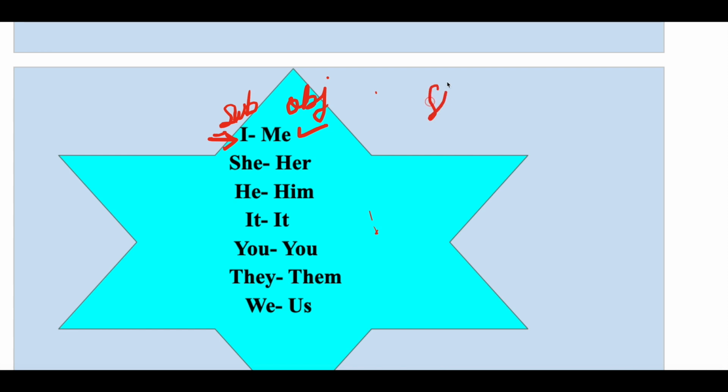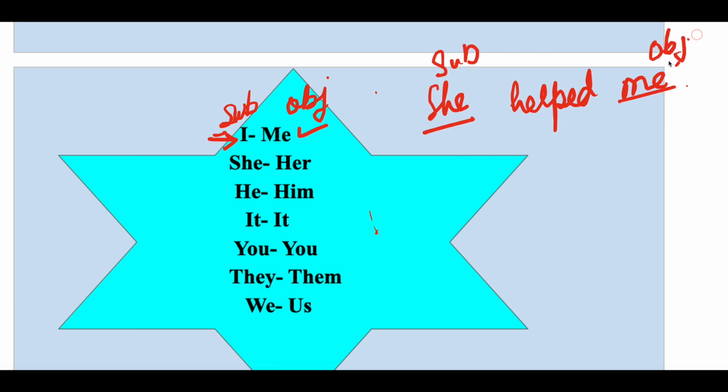Like she helped me. So here she is the subject and the object is me. Okay, so this is the objective case. That's why you are using me. You cannot use I. She helped I is wrong, because who is receiving the help? This person. So this person becomes the object. So you have to use objective case.